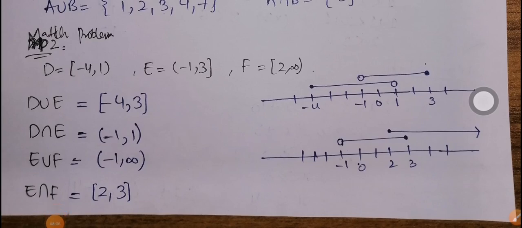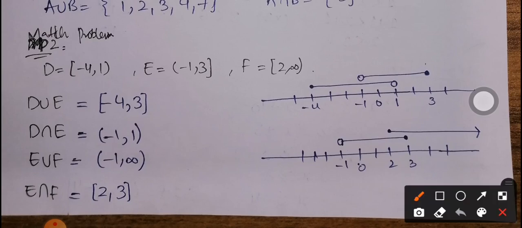Here we have match problem 2. You can check example 2 easily. Here we have intervals D, E and F. Interval D is minus 4 to 1, interval E is minus 1 to 3 and F is 2 to infinity. We have to find D union E. Whenever we are dealing with intervals, it's always better to write down or graph the interval on the real line, which is quite helpful to define the union and intersection.